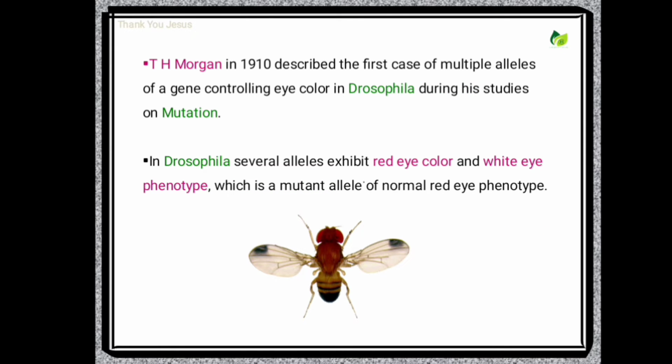T.H. Morgan in the year 1910 described the first case of multiple alleles of a gene controlling eye color in Drosophila during his studies on mutation. In Drosophila, several alleles, that is called multiple allelism, you have to remember, exhibit red eye color, and white eye phenotype is the mutant allele of the normal red eye phenotype. So, if normal red eye color is mutated, then white eyes will come. Okay, you have to remember. It was observed in Drosophila by T.H. Morgan.